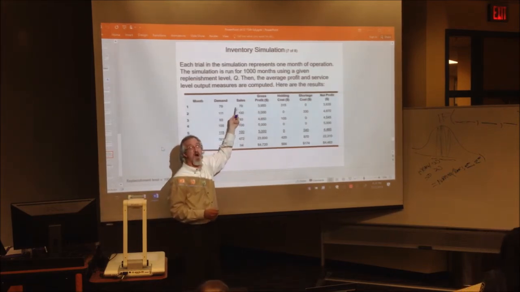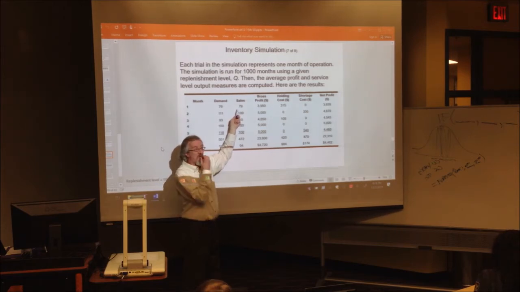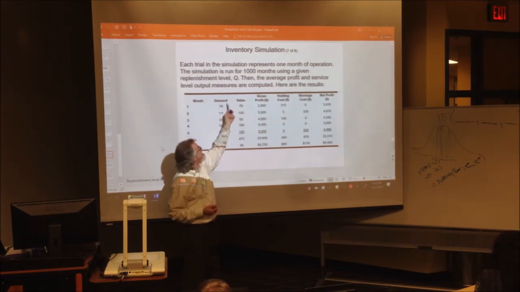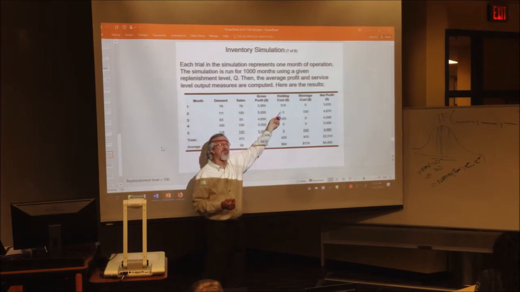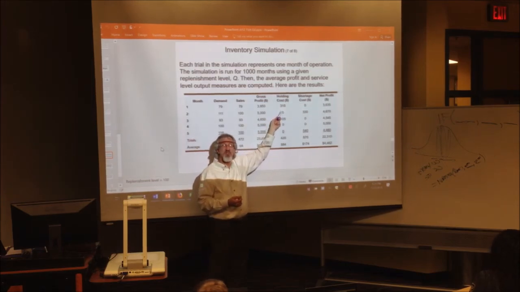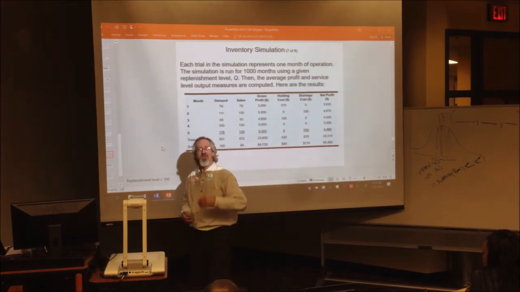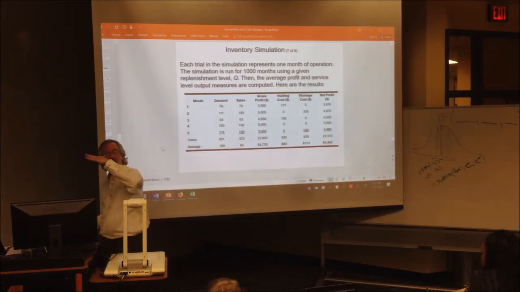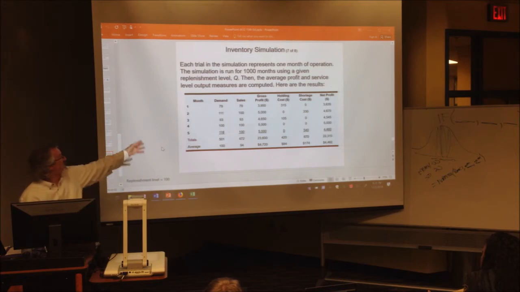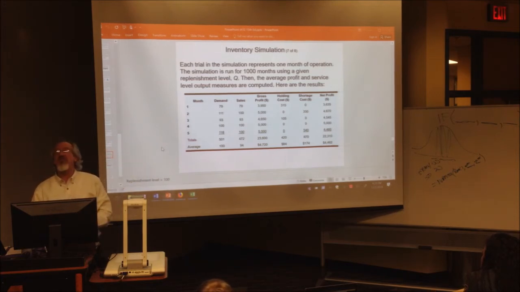Holding cost, 100 minus 79, that's 21. 21 times $15 for each holding cost. We subtract that from our gross, and here's our net profit. And it goes on, we simulate again, and again, and again. Maybe there's 500, 1,000, here's just 5 of them.